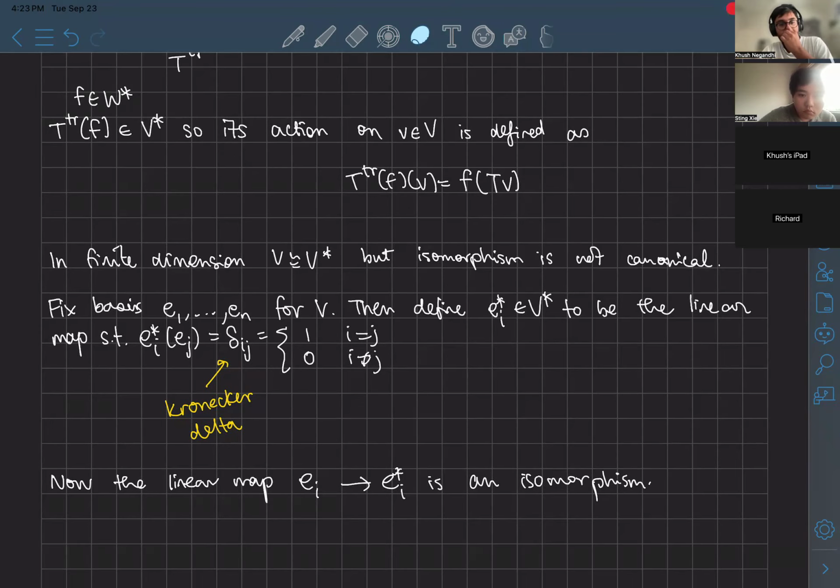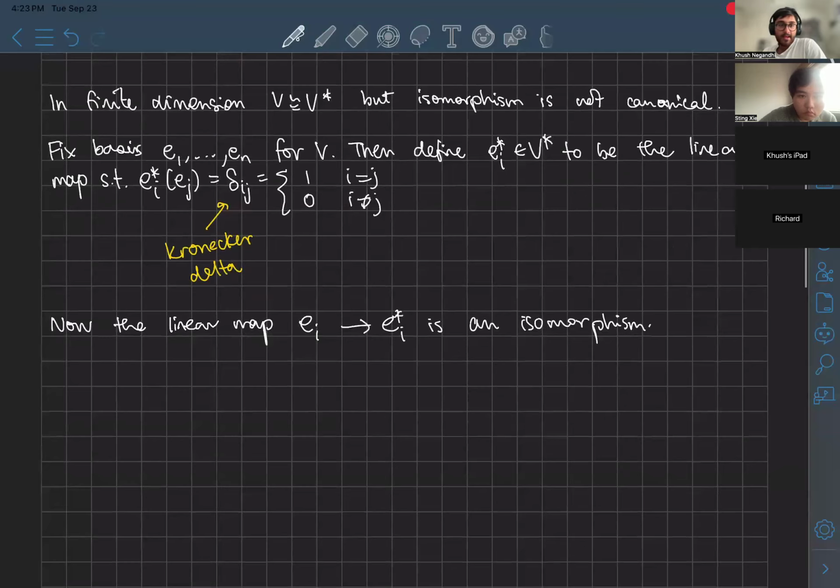Okay. So V and V star are isomorphic, but again, this isomorphism is not really canonical, and it depends on a choice of basis. So a lot of the time we now want to think of these spaces as different, even though they're the same. In many applications, we'd want to make a distinction between V and V star.